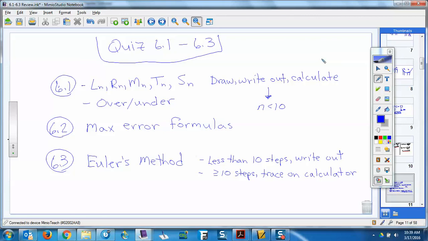Took the b minus a over n out in front, and then f of x sub 0, f of x sub 1, for left, for right. Trapezoid, we had 2 of everything except the ones on the ends. Simpson, we had 4, 2, 4, 2. That was one version, and I've got those up here again. I don't think you want to rewrite it now. I'll put it up later if you want, but you've got those in your notes already.